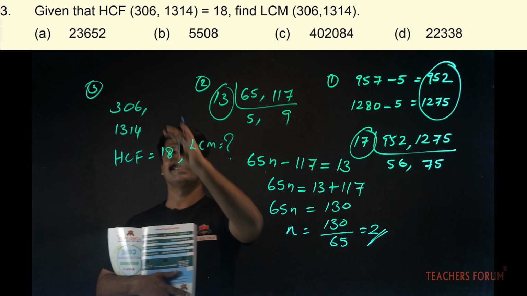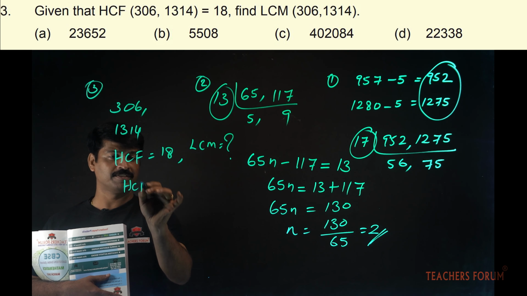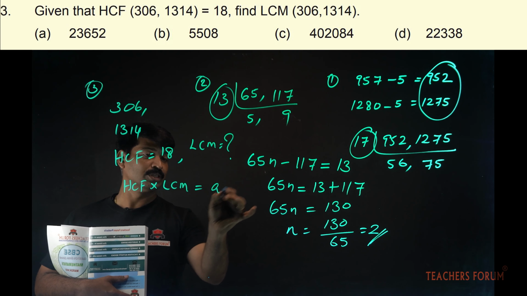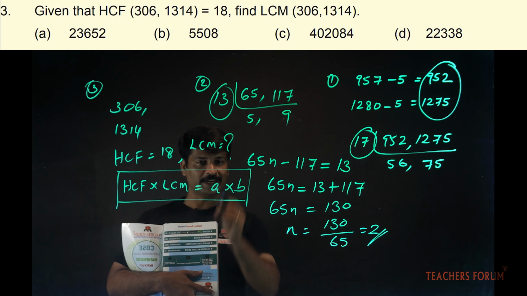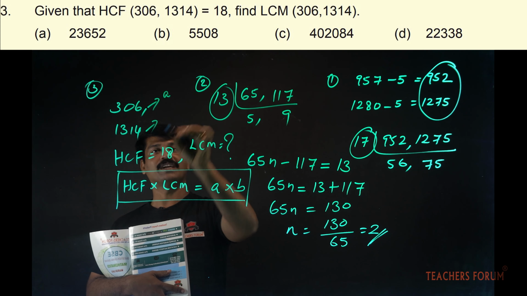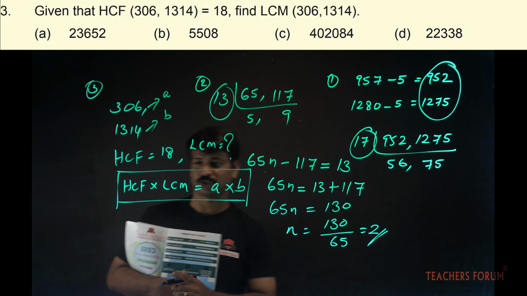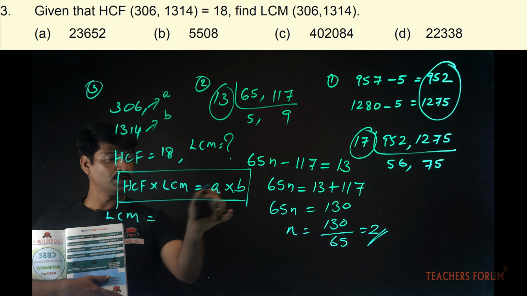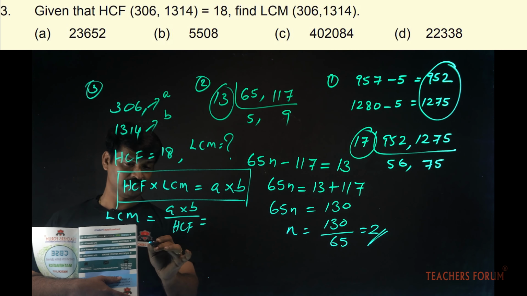You know the relation between the given two numbers and the LCM and HCF. You know that the product of HCF and LCM is equal to the product of the given two numbers, that is HCF into LCM is equal to A into B. What is A and B? A and B are the given two numbers. So 306 is A, 1314 is B. Now you are given HCF also. So you have to find out what is LCM. So LCM is equal to A into B divided by HCF. A is 306. B is 1314, divided by HCF. HCF is also given, that is 18.